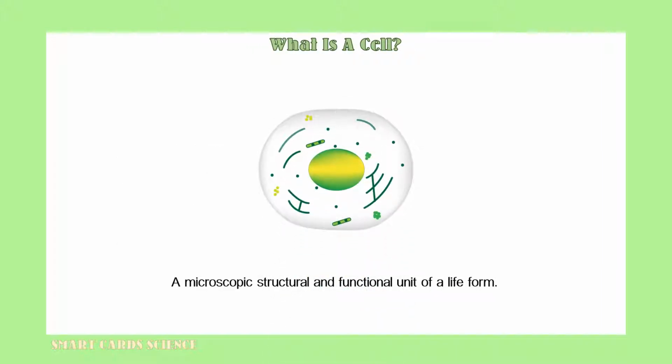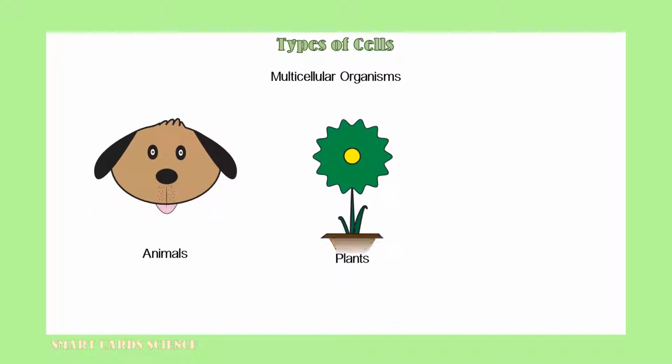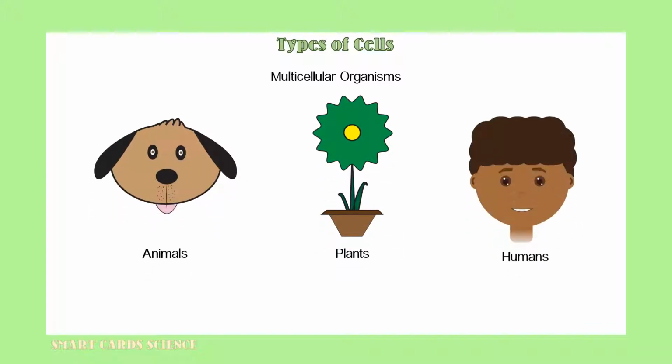A cell is a microscopic structural and functional unit of a life form. All cells come from other cells, and no other life form is smaller than a cell. There are two types of cells, unicellular organisms or multicellular organisms. Unicellular organisms can come in the form of bacteria or algae, whereas multicellular organisms can come in the form of animals, plants, and of course, humans.